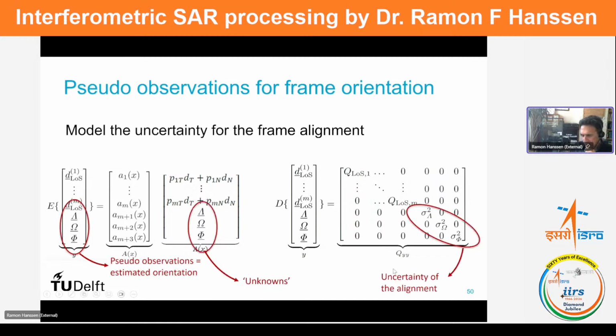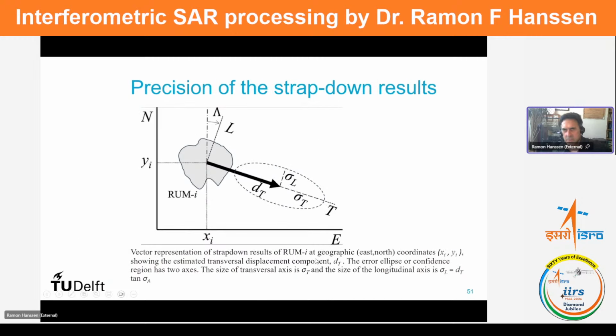So the uncertainty of the alignment is here in this set of equations. Now, what do we get if we do this? And this is very interesting. So we get an estimate like this, where we have a north axis here and the east axis over here. This gray area is a region of uniform motion. So we assume that this whole area moves as a whole.